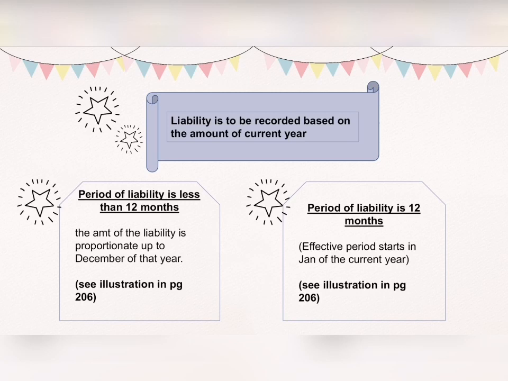If a contract is signed for more than a year, the effective period starts in January of the current year. The amount of the contract should be apportioned to that year. For example, a contract of 60,000 is signed for a period of 2 years starting January. So the amount to be recorded is 60,000 times 12 over 24, which is 30,000. Why 12 over 24? Because January to December equals 12 months and 2 years equals 24 months.